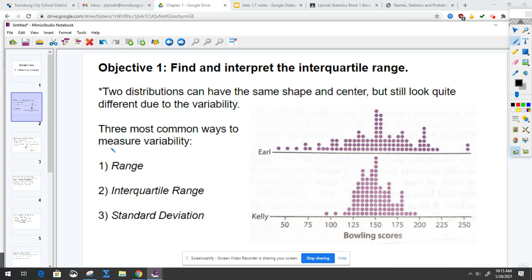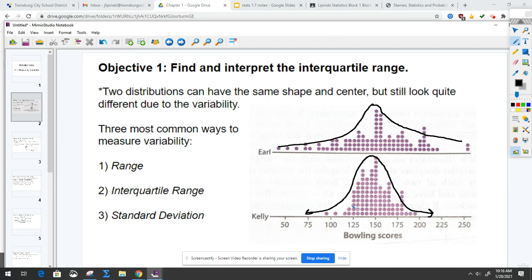If we look at this, two distributions can have the same shape and center, but still look quite different due to the variability, how the data is spread out. If you look at this data, we could say that this is roughly symmetric. It creates that little bell curve here. Same thing here. It's roughly symmetric around the center, creating that bell curve. But as you can see, these bell curves are set up a little bit differently.